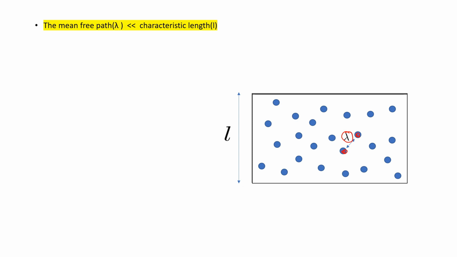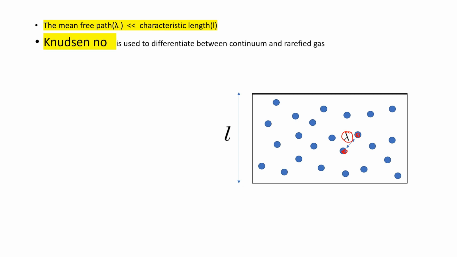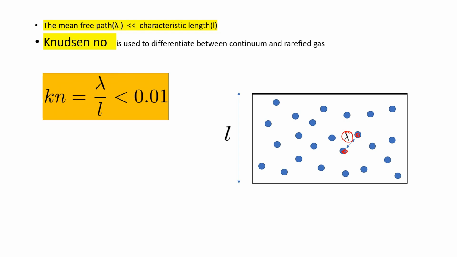And the characteristic dimension here is L. It can be either length or breadth, which will be of comparable value. When lambda is very large compared to the characteristic length, the gas will become rarefied. A simple dimensionless number is used to distinguish between the continuum model and the rarefied gas model, and it is called the Knudsen number. The Knudsen number is defined as the ratio of mean free path to the characteristic length.